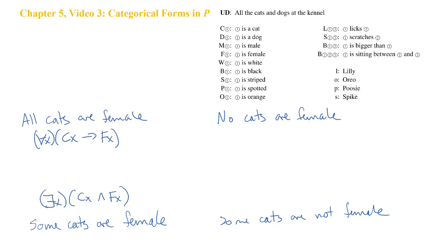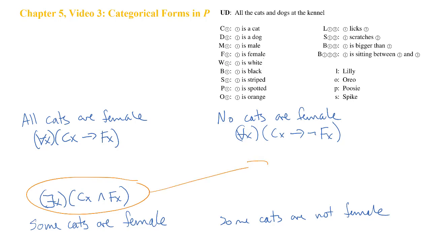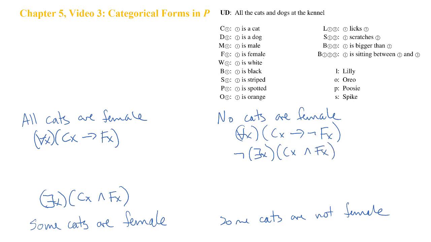One way to do "no cats are female" is to say, for every x, if it's a cat, then it is not female. So all the cats are non-female. None of them are female. Perhaps a more intuitive way is to take this statement here, move it up there, and negate it so that we get the following. It's not the case that there exists an x which is both a cat and female. There are no cats that are female.